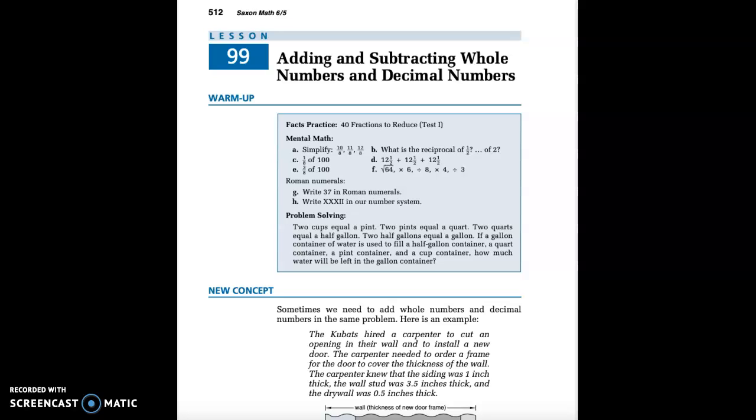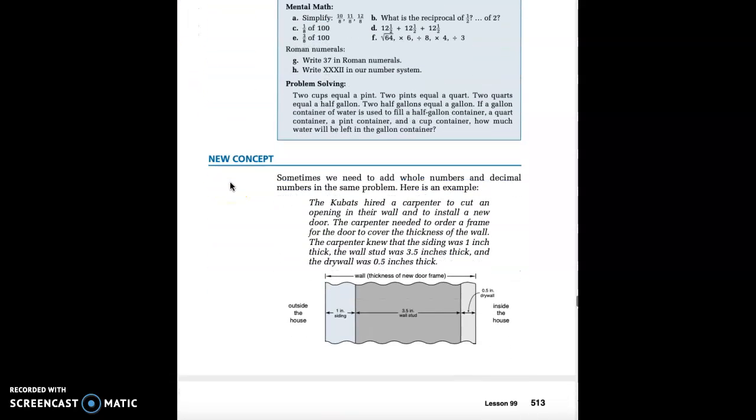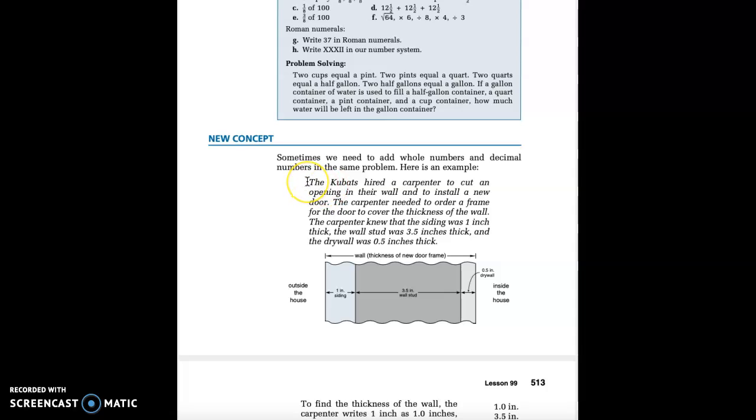So in real life, there are going to be times where you are going to be adding, subtracting, multiplying, dividing numbers with different place values. So if we look at this example right now, which is a pretty great real world example, let's go ahead and read it together. It says the Kubats hired a carpenter to cut an opening in their wall and to install a new door. The carpenter needed to order a frame for the door to cover the thickness of the wall. The carpenter knew the siding was 1 inch thick, the wall stud was 3 5/10 inches thick, and the drywall was 0.5 or 5/10 inches thick.